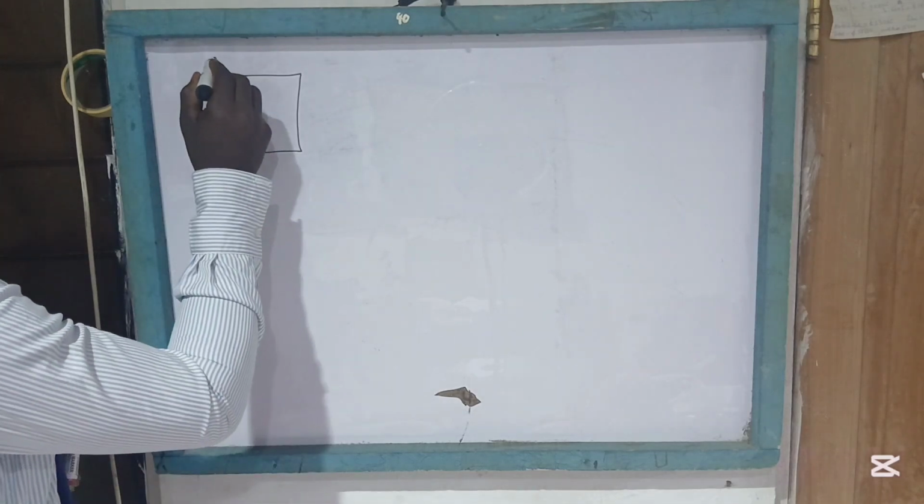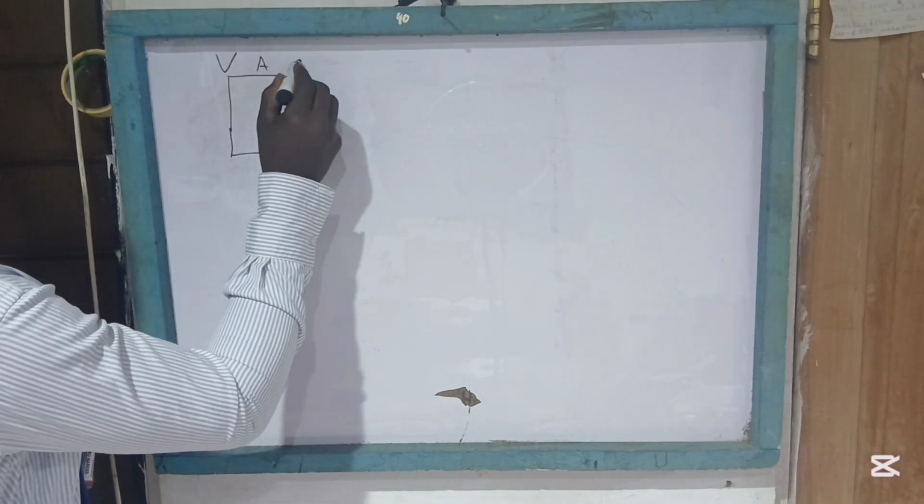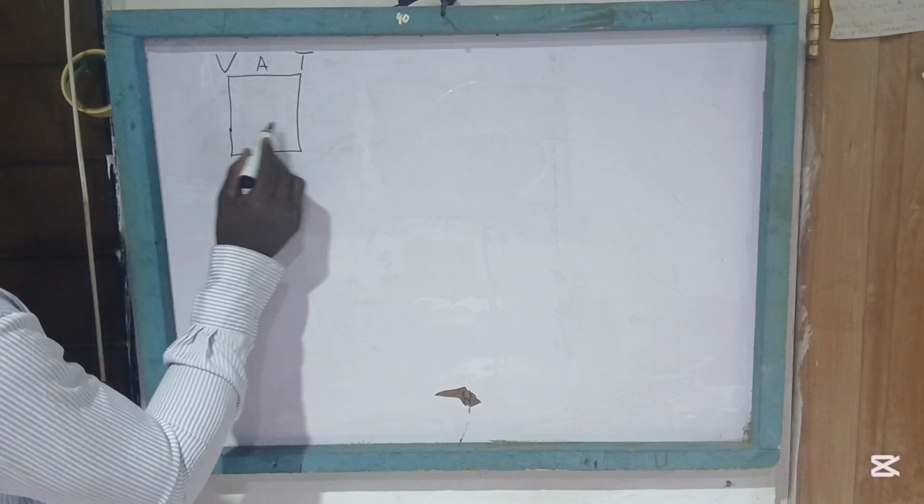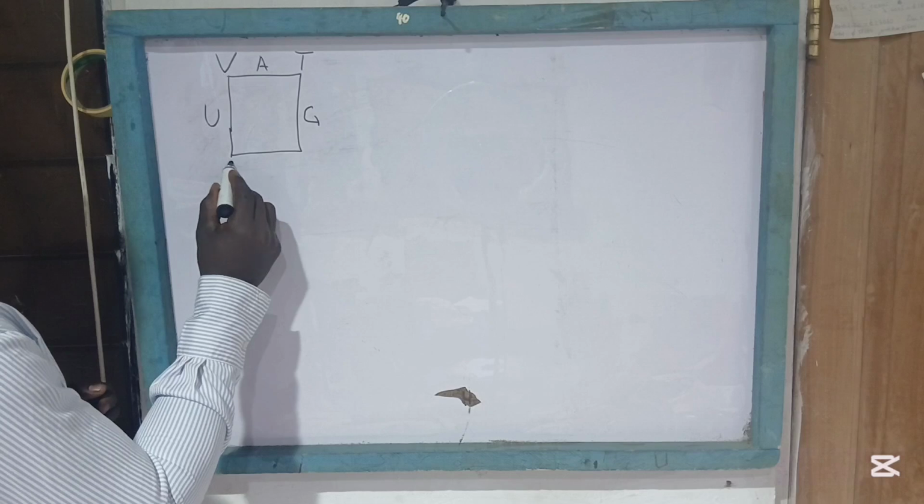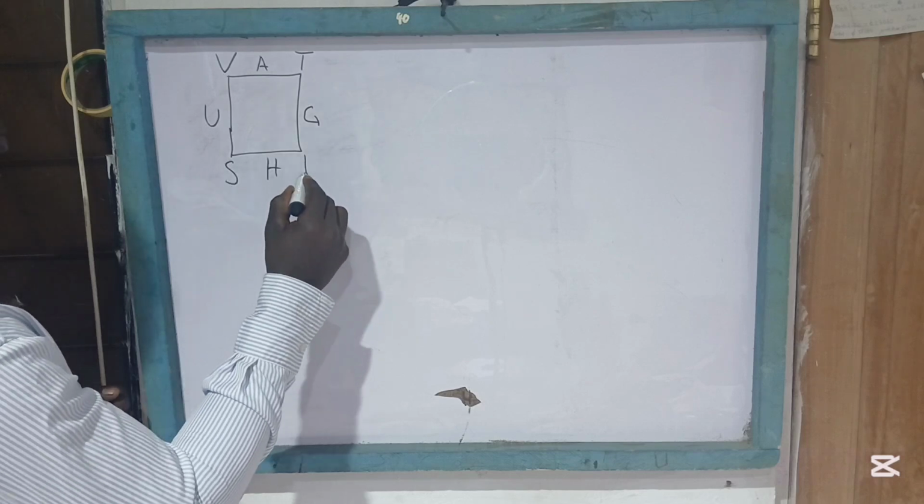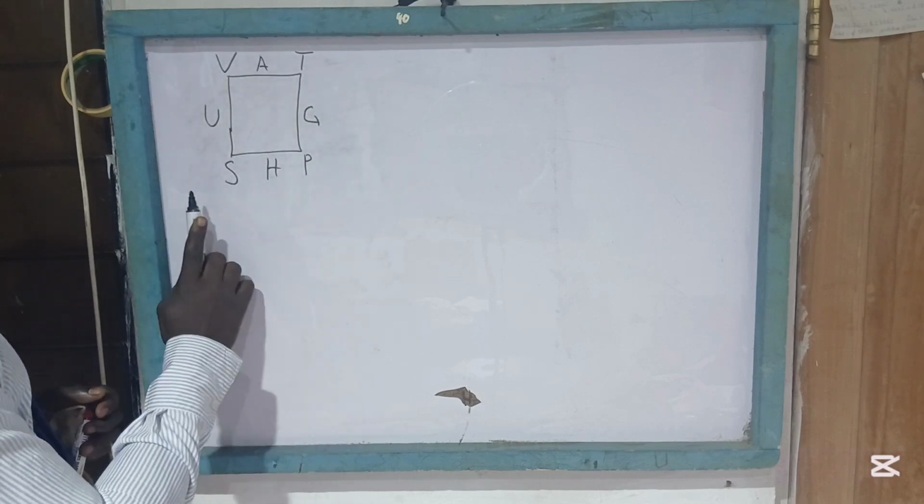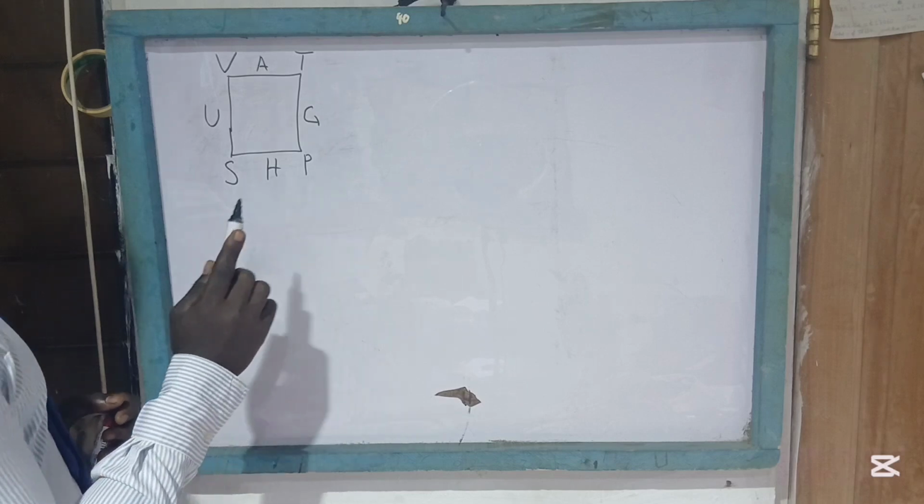label it VAT, VAT for the top, UG for the side and side, sharp for the bottom. VAT, UG, sharp. Make sure you recall this.